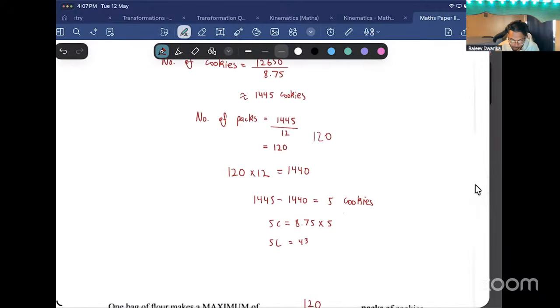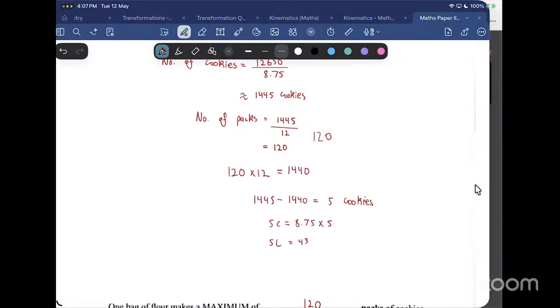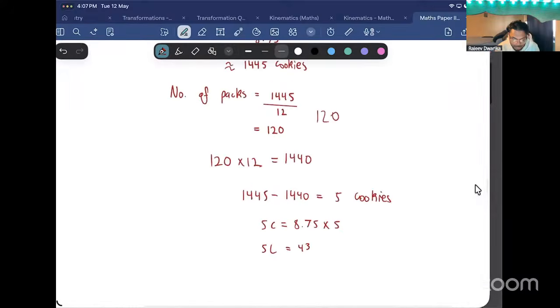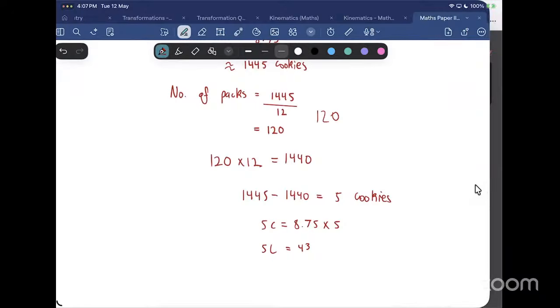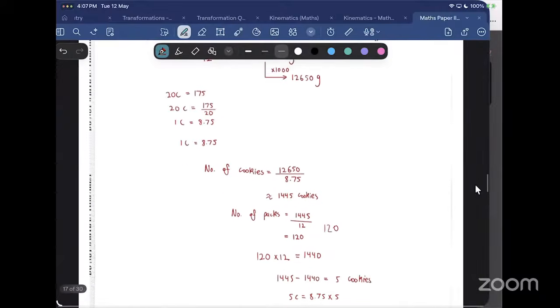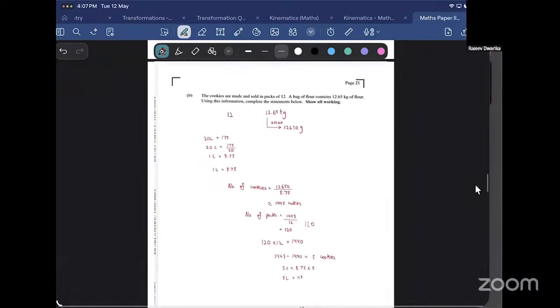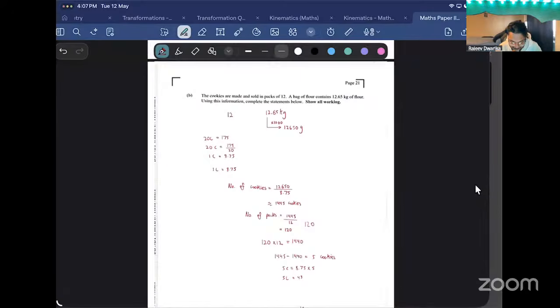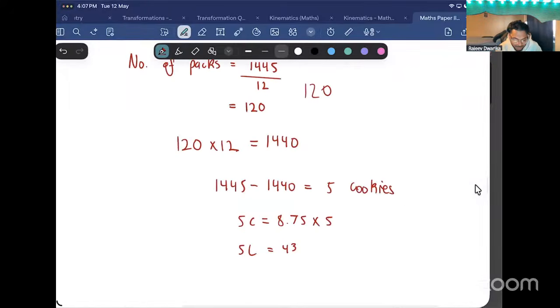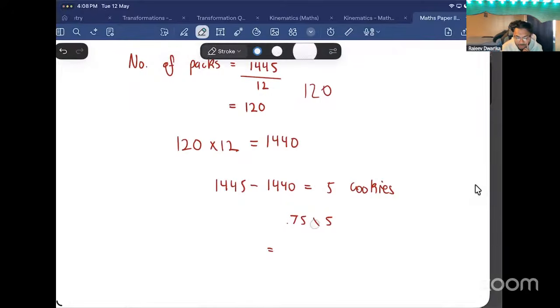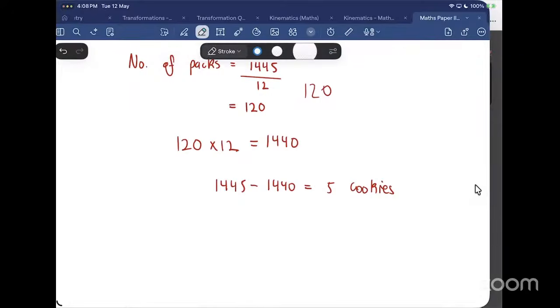Let me know. So that's what I'm seeing here, it's 43.75. Wait, because it must have 50 grams, unless I have some mistake here. So what's really going on here? Because, okay, you get 5 cookies. No, I didn't see anything about 5 cookies, sir.